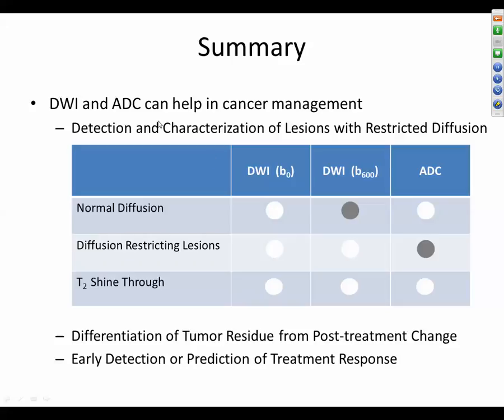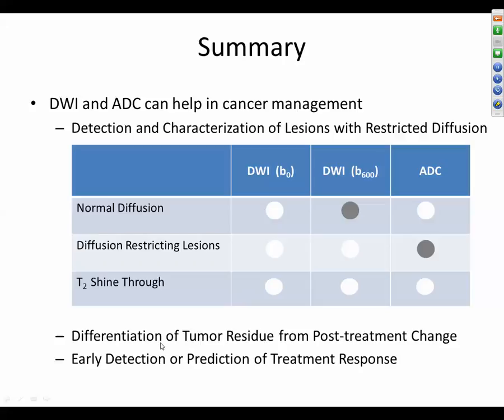DWI and ADC can be used in cancer management. They can be used to detect lesions with restricted diffusion. Lesions with restricted diffusion look bright in DWI and can be detected, and they look dark in ADC, so it's confirmed. If some tissue is bright in DWI, it can be T2 shine-through, confirmed if it's bright in ADC. Characterization of lesions is possible because different types of lesion have different ADC values.